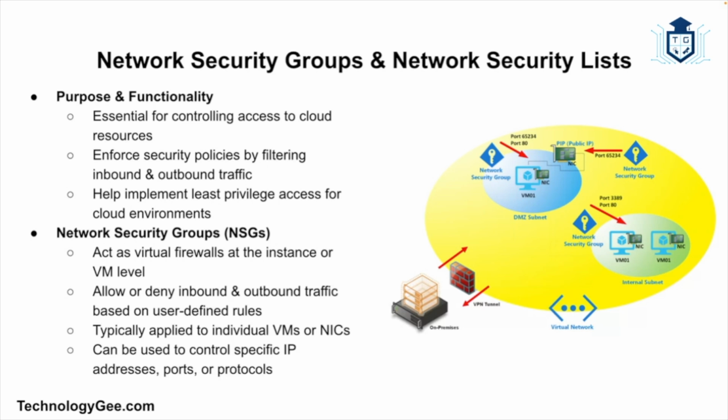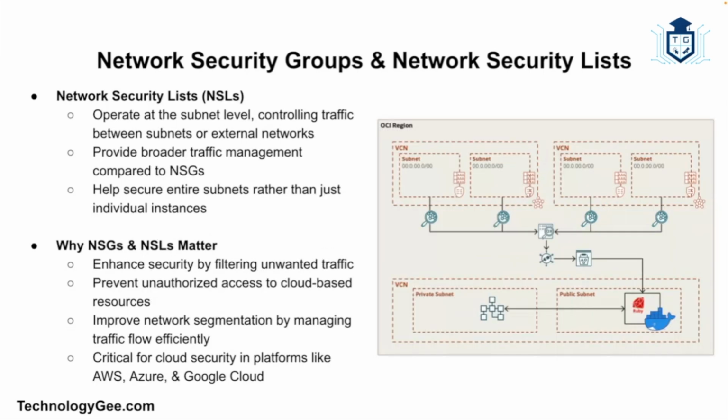All right, next let's talk about network security groups and network security lists. They are essential for controlling access to resources within a cloud environment. A network security group acts as a virtual firewall at the instance level, and NSGs allow or deny inbound and outbound traffic based on rules that are defined by the user, and they typically operate at the virtual machine level. And then a network security list operates similar to an NSG, but often at the subnet level, controlling traffic flow between subnets or external networks. Now, both tools are critical for enforcing least privilege and safeguarding cloud-based resources.